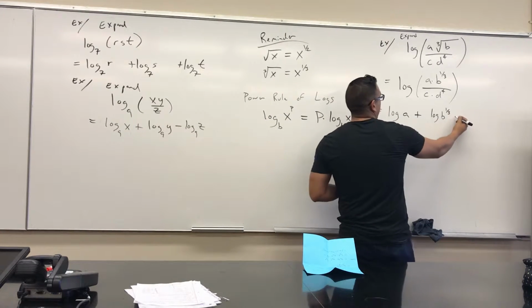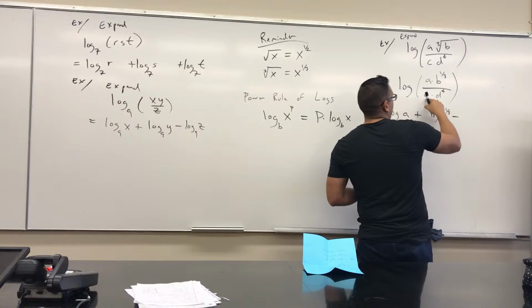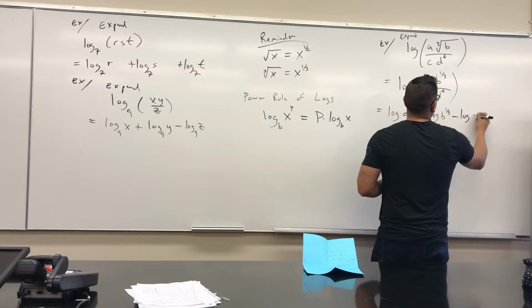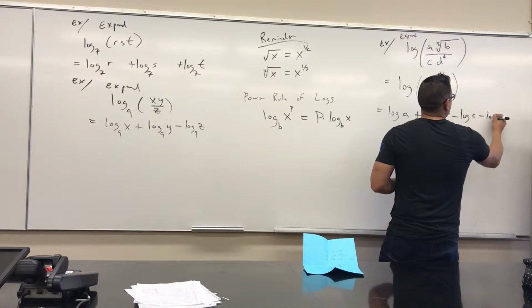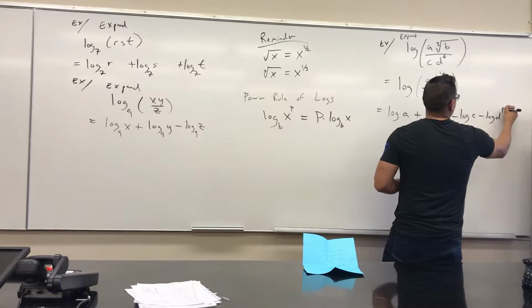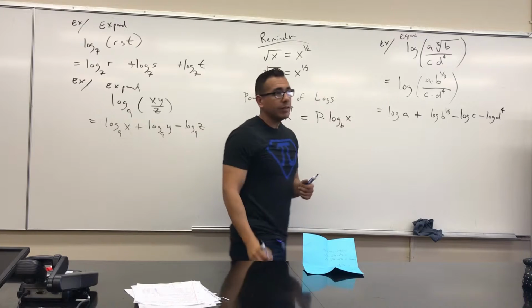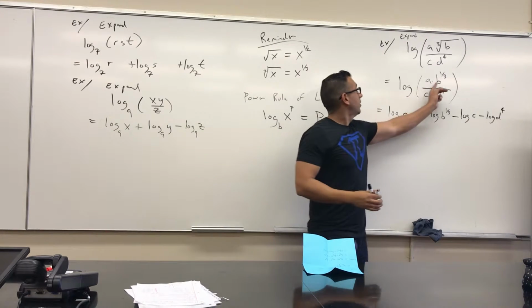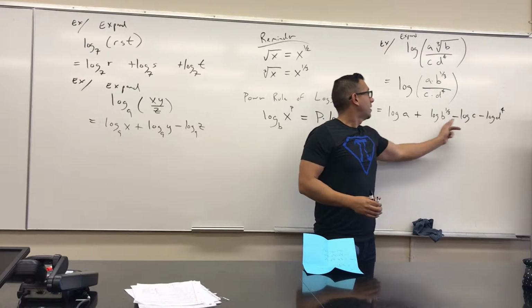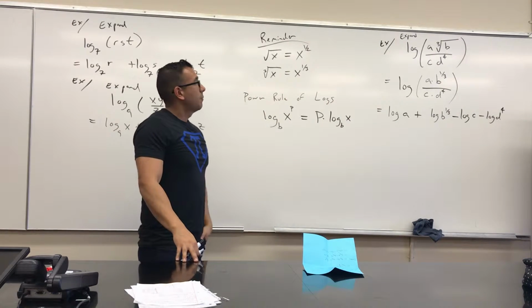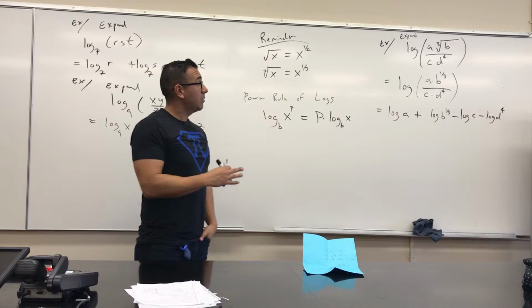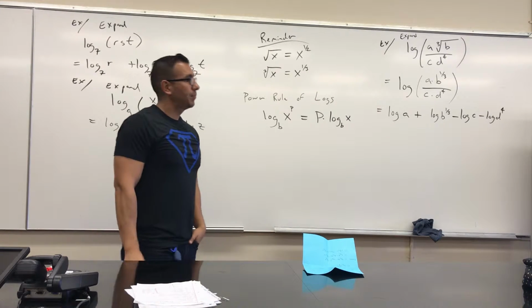What's my next sign? Minus, because it's in the denominator. Good. Log of C minus log of D to the 4th. So every single one of these, right? Do we have to write the base as 10 or no? No, you can, but it's understood.